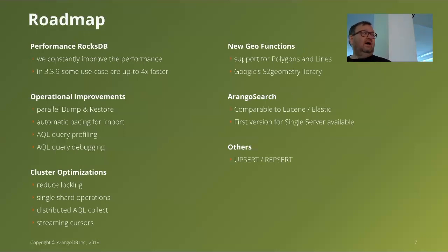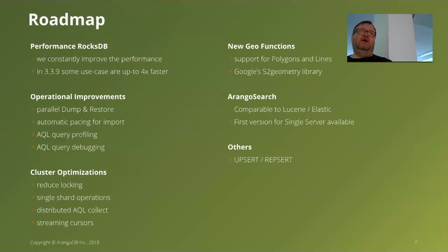We are also adding new geo functionality. Some of you might remember Richard Parker's talk about Hilbert curves. We have now decided to go to a library called S2 Geometry. That's a library Google has developed, which is also quite fast and more flexible because it allows many more geometric shapes than our implementation.